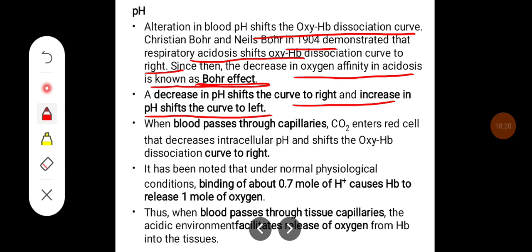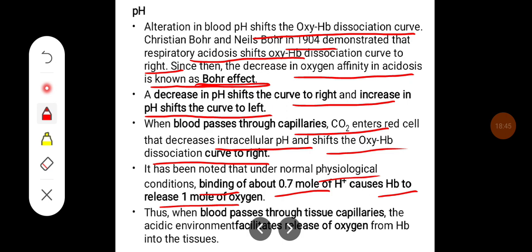left. When blood passes through the capillaries, carbon dioxide enters the red cell that decreases the intracellular pH and shifts the ODC curve to the right side. It has been noted that under normal physiological conditions, binding of about 0.7 mole of H plus causes Hb to release 1 mole of oxygen. Thus, when blood passes through tissue capillaries, the acidic environment facilitates the release of oxygen from hemoglobin to the tissues.